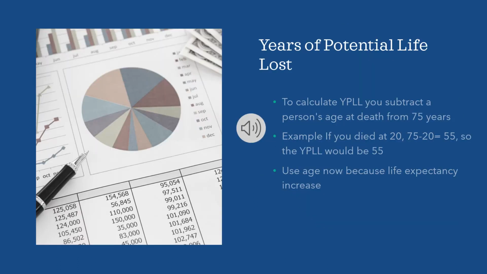Hi, everybody. My name is Lily Hoffman, and I am going to be discussing another health measurement that is known as years of potential life lost. In order to calculate YPLL, you have to subtract a person's age at death from 75. So, for example, if somebody died when they were 20 years old, you would subtract 20 from 75, which would give you a YPLL of 55.